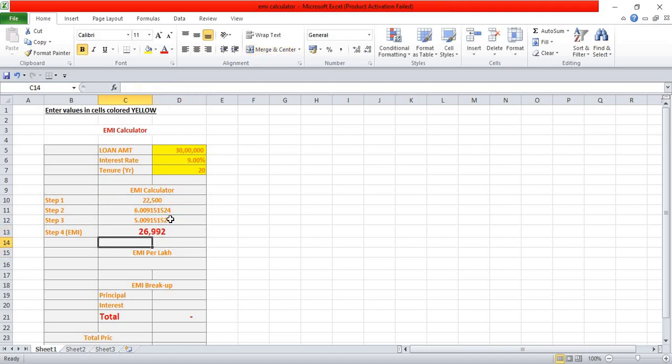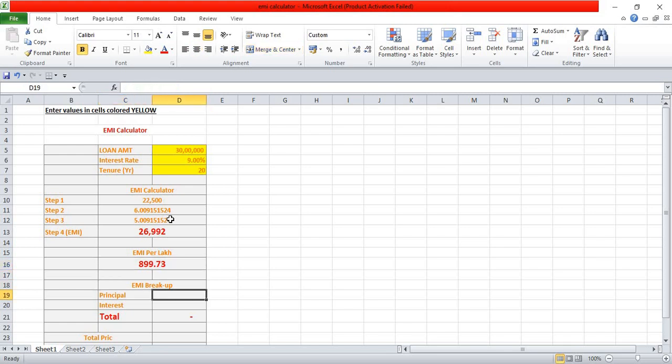So your EMI for a loan amount of 30 lakh, interest rate 9% and tenure 20 years, that is 240 months, the EMI comes to 26,992. And EMI per lakh will be simple, this EMI divided by into bracket 30 lakh divided by 1 lakh, isn't it? Enter. So for every 1 lakh rupees, your EMI comes to 899.73.